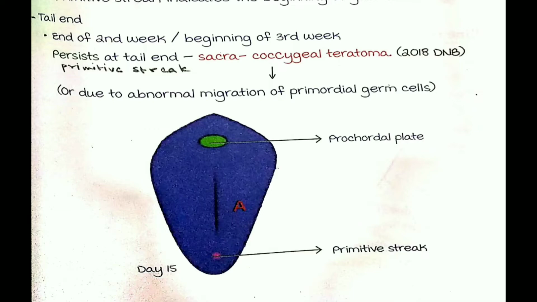In this diagram we can see the prechordal plate, which further forms the oral cavity and the head end. And here is the primitive streak, which was a proliferation from the epiblast. So the prechordal plate and primitive streak formation take place on day 15, which is the third week of development.